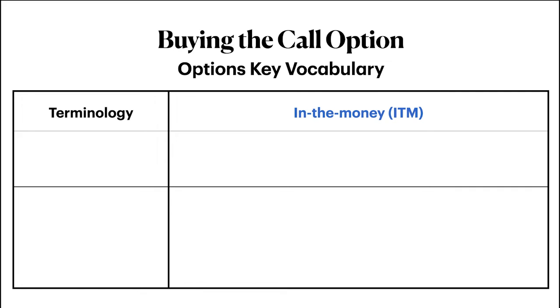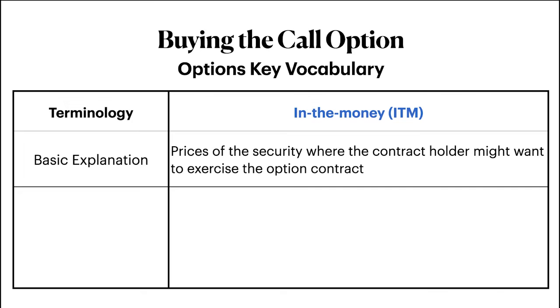In the money is the last one, and for in the money, this is when it starts to make sense to exercise that contract. So this is where the price of the security, where they might want to consider it because, well, they start to either lose less or they start to make money off of that exercising of the call option contract.